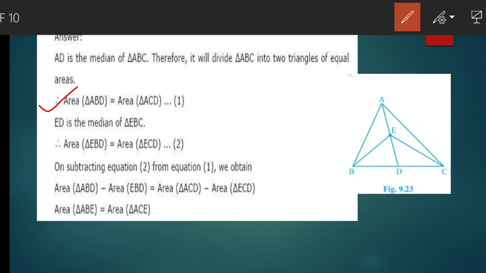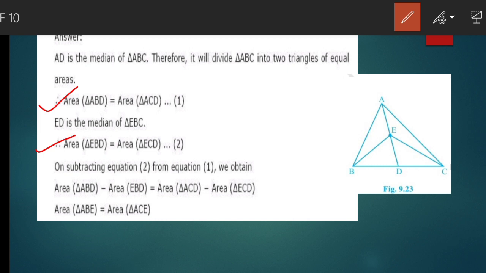Now ED is a part of AD. Since AD is a median, ED is also a median. So ED is a median of the triangle BEC. Here, since ED is the median, it will divide the triangle BEC into two equal areas. So area EBD is equal to area ECD. This is our equation 2.